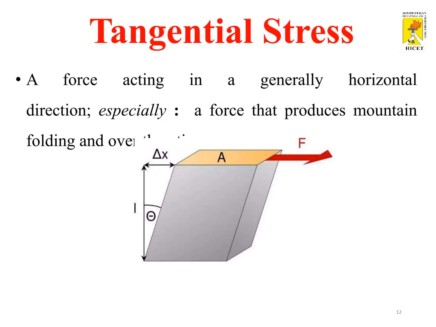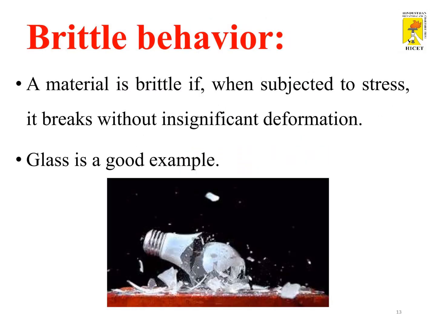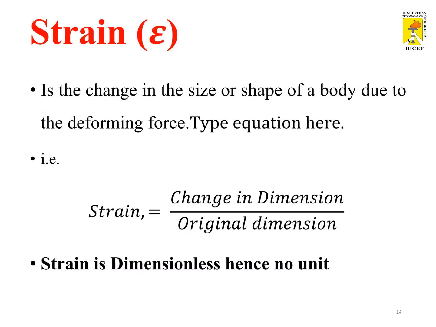Here delta x is the deformed distance, A is the top surface of the material, and F is the force applied on it. Brittle behavior means a member or material will break when subjected to stresses. Glass is a good example of a brittle material.